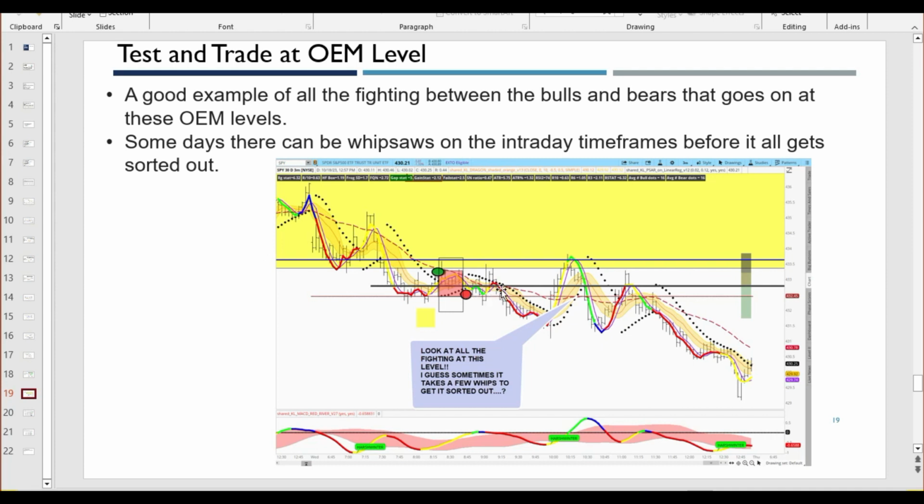And what's interesting is, if you look at all this fighting, sometimes it did end up going this time to the downside and closing outside it, which doesn't happen often, we've seen. But you can see there can sometimes be really some whipsaws on some of these days to be aware of with these intraday time frames before the winner gets sorted out.